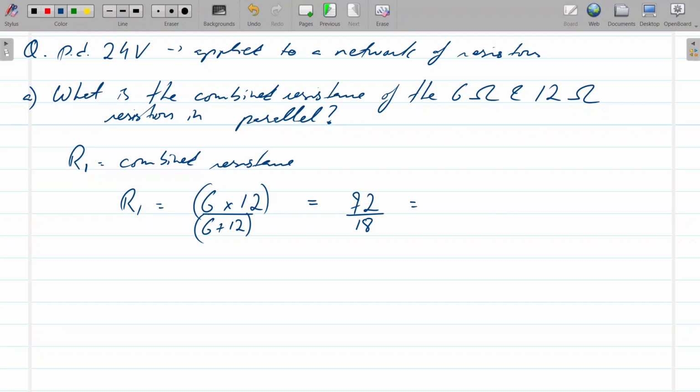Wait. We have to simplify it more, right? With the cutting and everything. I mean, you're using a calculator, you don't need simplification. No, but that one's pretty easy. I don't need a calculator for that. So what's 72 over 18? 4, I believe. Yeah, 4.